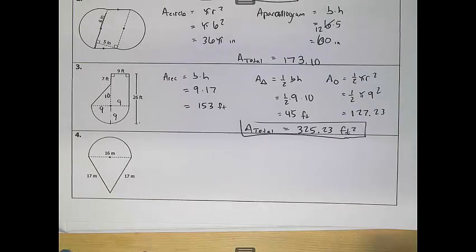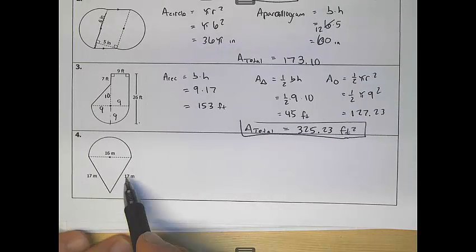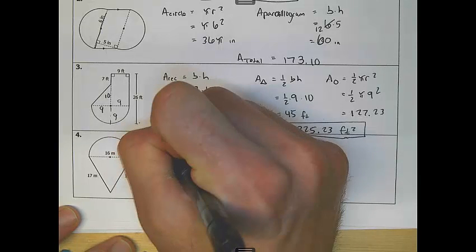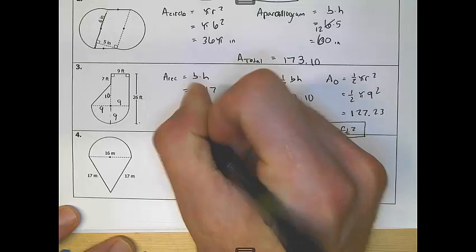All right, one more example. We've got an ice cream cone, which looks like a triangle and a half circle. So we'll do area of the triangle, I guess, first. All right, we're going to need to find that.